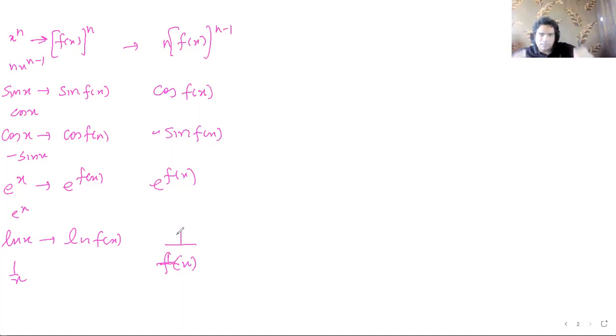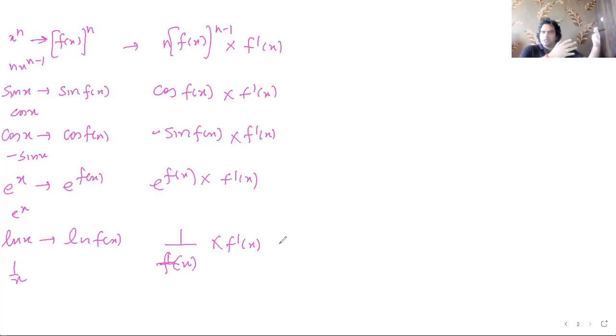Now, what is missing here is that you have to multiply by the derivative of the child function, which is f dash x, everywhere. You just have to remember this technique, which helps us do things much faster than what we would have done using the f of g of x logic.